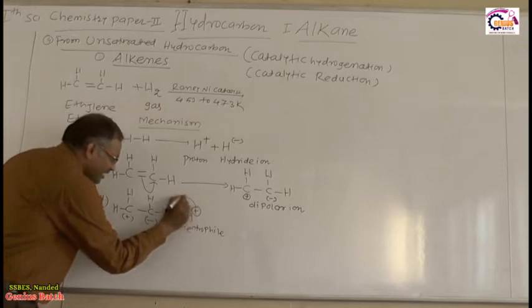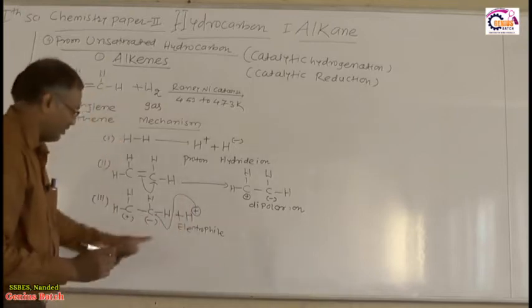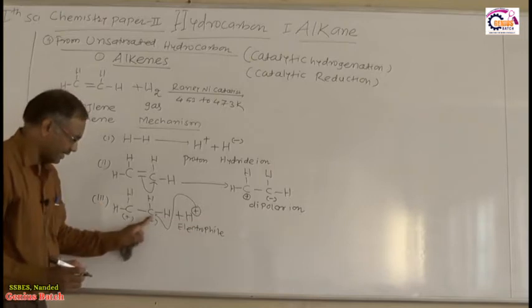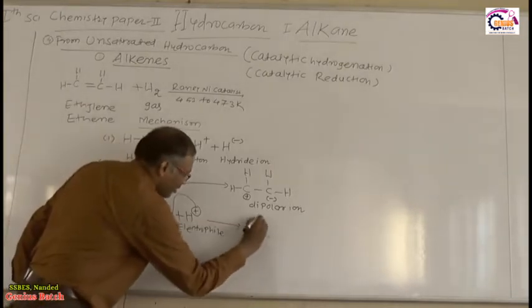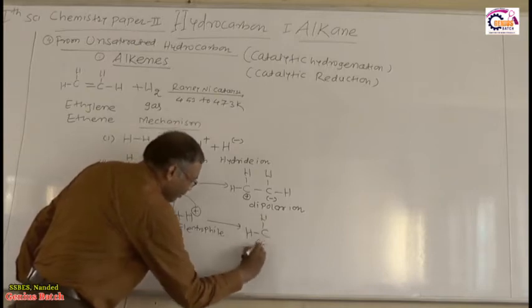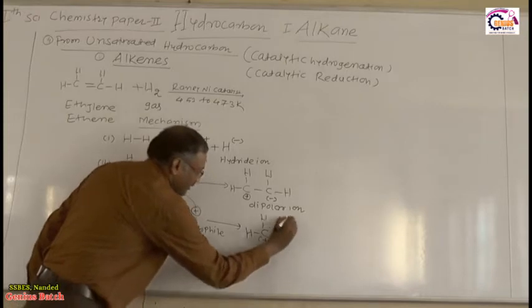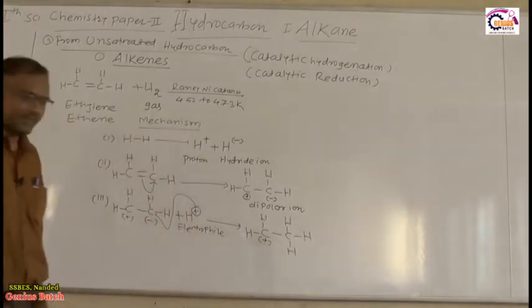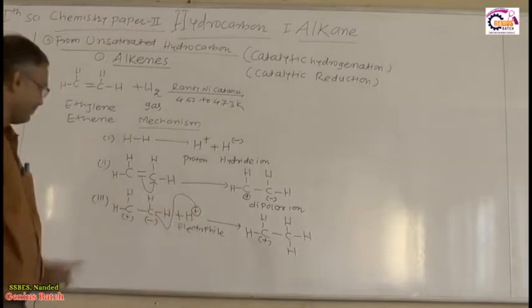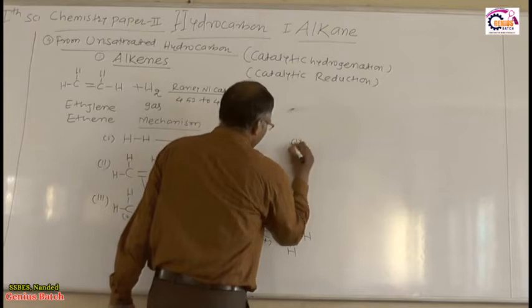So initially electrophile attacks the carbon-carbon double bond. Therefore this electrophile gets attached to this negatively charged carbon. There is a formation of carbocation. So this carbon is positive, right? Here hydrogen is added. Okay, so this is the third step. Now in the fourth step, what happened?